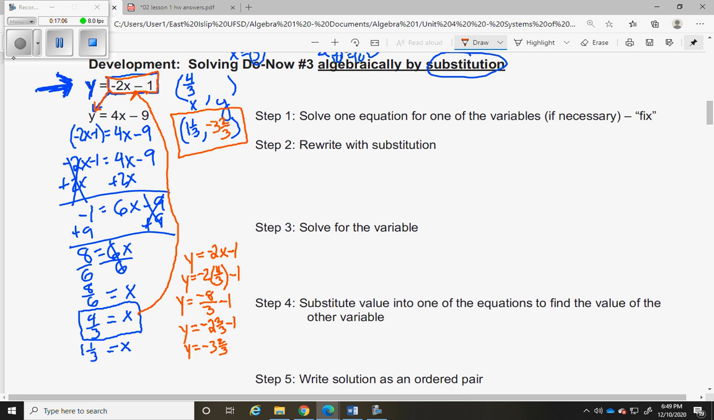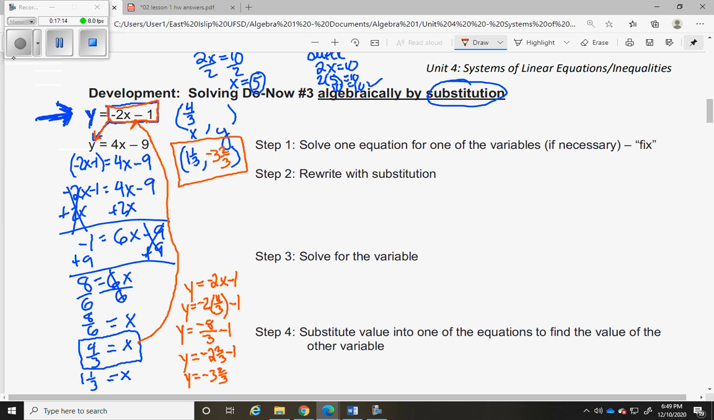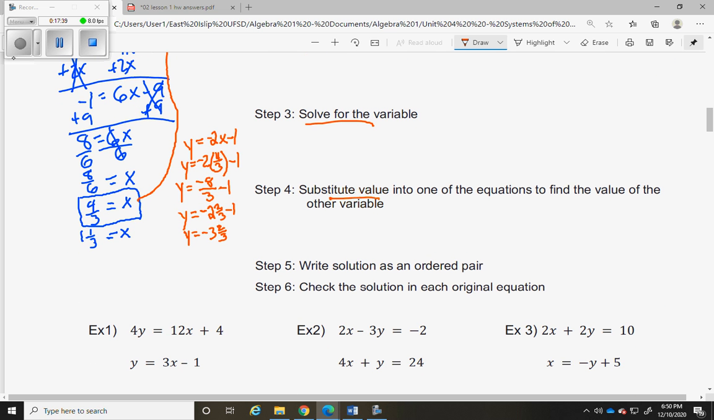So the steps for what we just did are all written down here. You can refer back to this page, page 8, to remind yourselves of what you do. So the first step is to solve one equation for one of the variables if necessary. In this case, it wasn't necessary. We will do a question where it is necessary. And then you rewrite it with your substitution. And then we solve. That's when we got that x is 4/3. And then you substitute that value back in, and that's when we got our y is -3 2/3. And you write it as an ordered pair, and then you do a check.